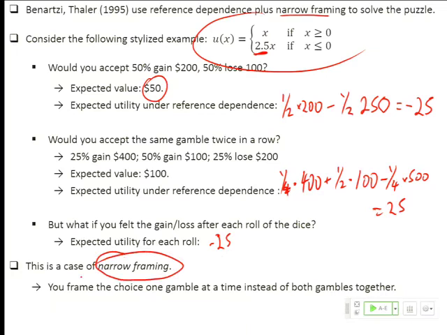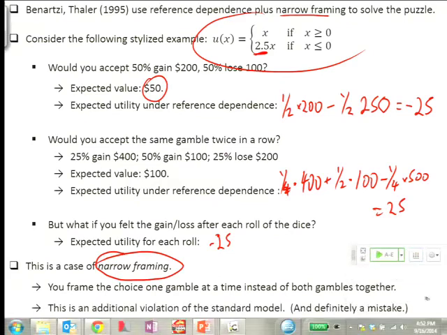So one of the implicit assumptions in standard microeconomic models is that people make all of their choices in the context of all of their other choices, would be one way of thinking of it, right? So I'm going to make my choice about this gamble in the context of the fact that I'm already facing all of these other gambles, or that if I choose this set of gambles, I will face them together, right? And what we see is evidence that that's not what happens.